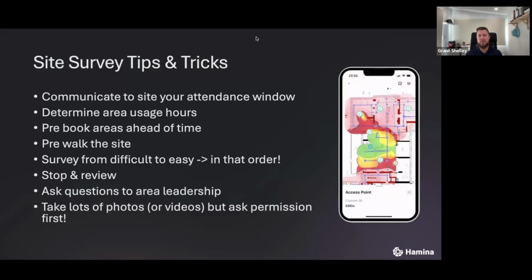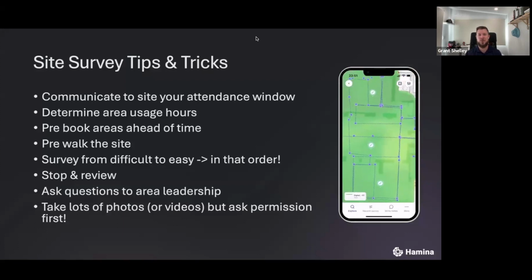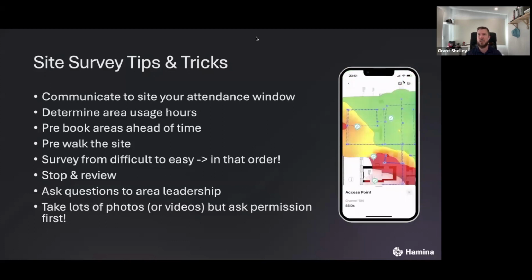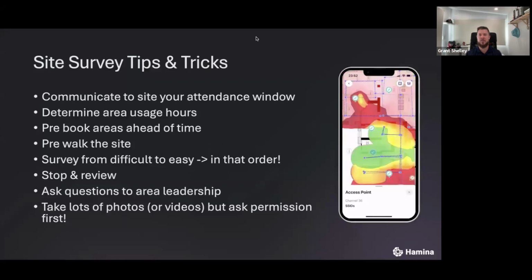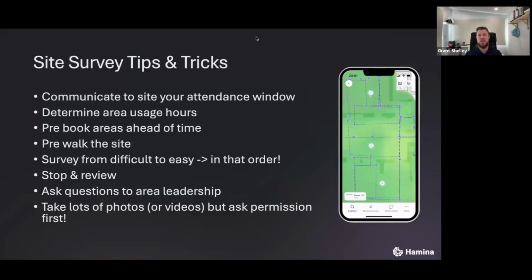I like to survey from difficult to easy. So the most difficult environment or area, I prefer to do that first, because the easy ones can be done generally a lot quicker, and so it gives you a better idea of how much longer it's going to take for you to finish.